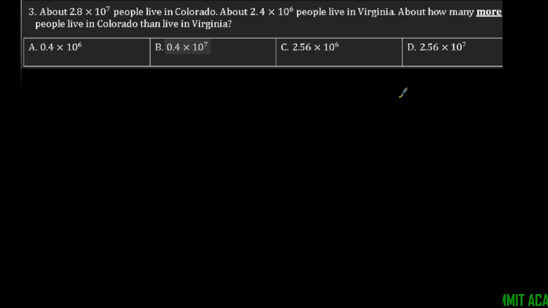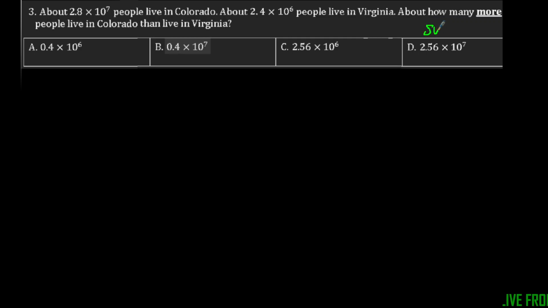All right, moving to number 3, it says about 2.8 times 10 to the 7th power people live in Colorado. And that says about 2.4 times 10 to the 6th power people live in Virginia. About how many more people live in Colorado than they live in Virginia? So what we're going to have to define is this.